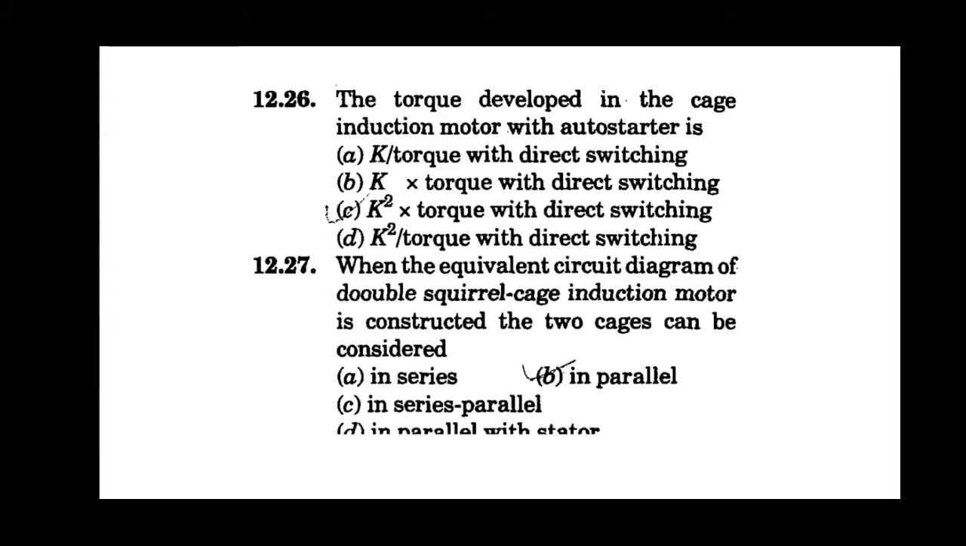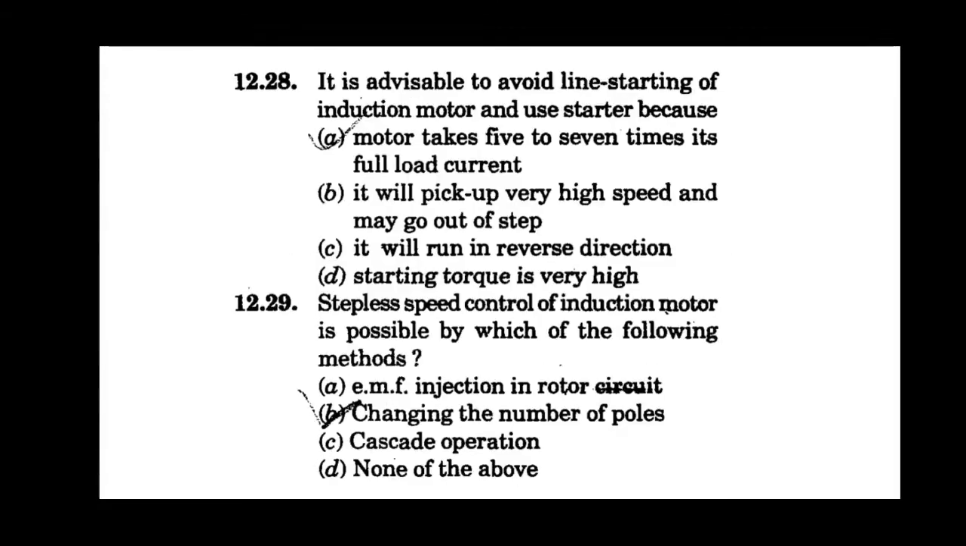When the equivalent circuit diagram of double squirrel cage induction motor is constructed, the two cages can be considered in parallel. It is advisable to avoid line starting of induction motor and use starter because motor takes 5 to 7 times its full load current.